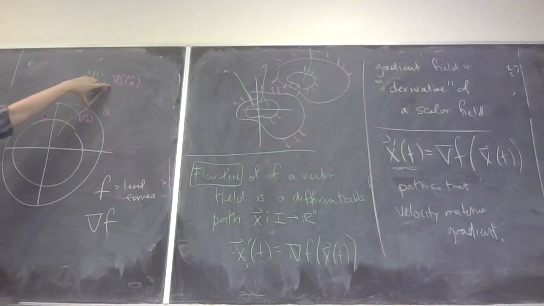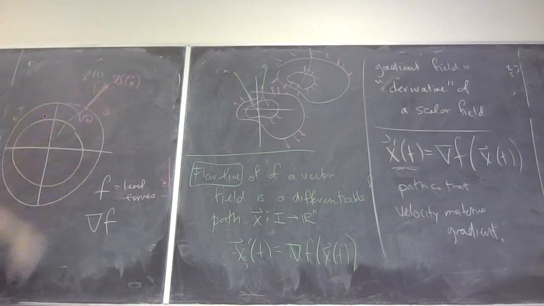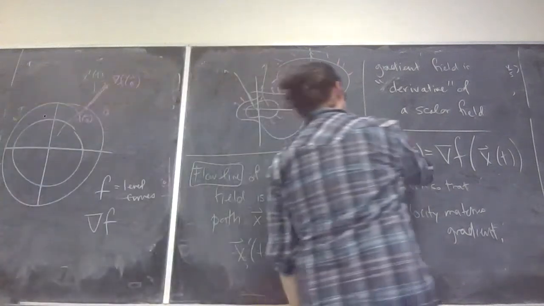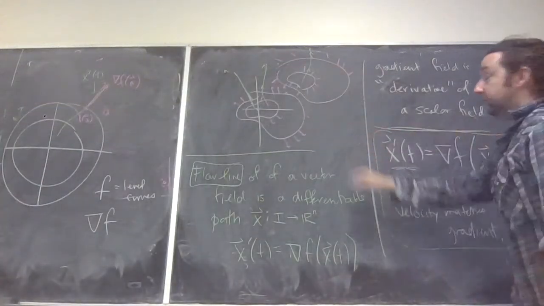Does that make sense? I know that I'm saying this in a lot of different ways. I'm not trying to be confusing. A path has the property that its derivative, its velocity, is equal to the gradient vector of the scalar field that it's sitting inside. That's what this does. These are really special.